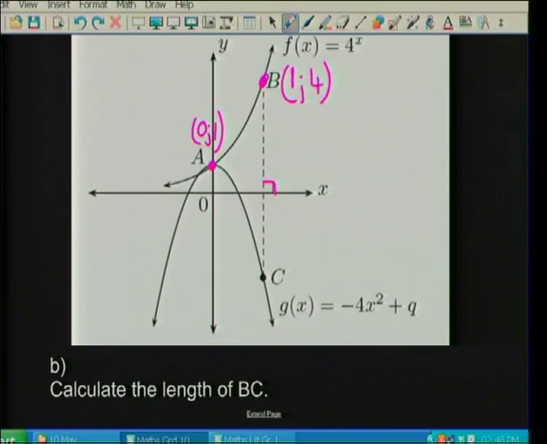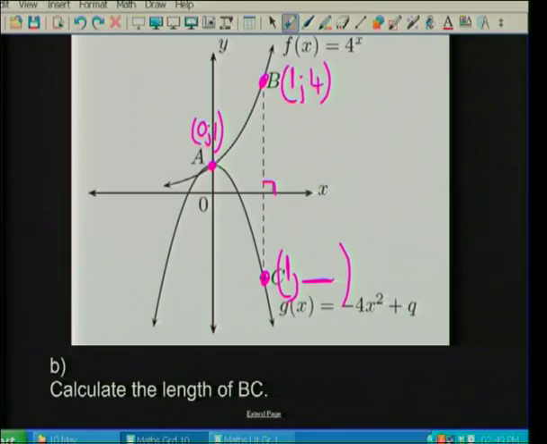Now, on the exponential graph, I know that when x is equal to 1, y is equal to 4. So what I now need to determine is, on my parabola, when x is equal to 1, what is the y value? And I then need to determine the difference. Important, because of that perpendicular sign, I know that these two are directly under each other. And I now know that C on the parabola is also x is equal to 1. I need to determine the y value.